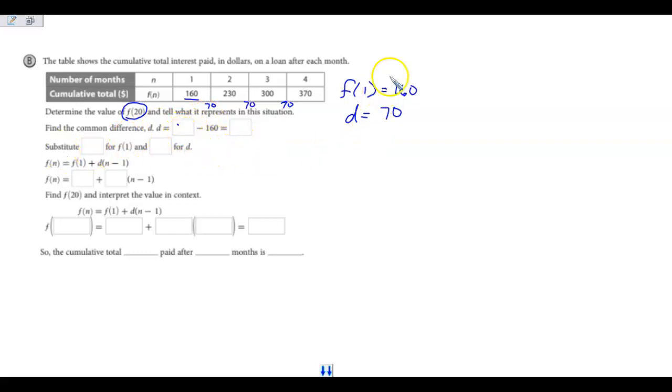Then we're going to substitute the 160 for our first term, and we're going to substitute 70 for d. So then I get the function of n equals 160, that's my first term, plus my common difference times my previous term. There's our rule. They want us to find the 20th term, so we're going to replace n with 20.